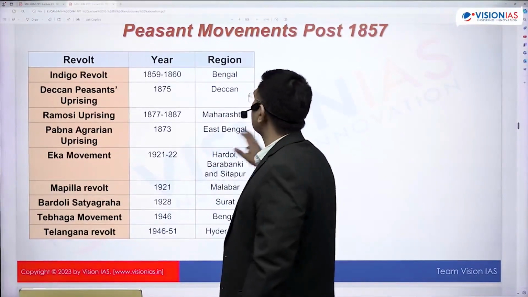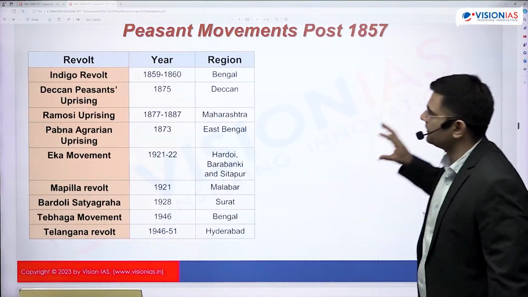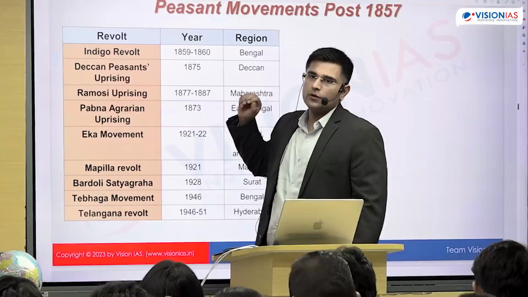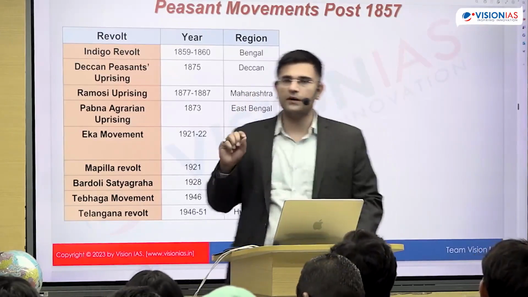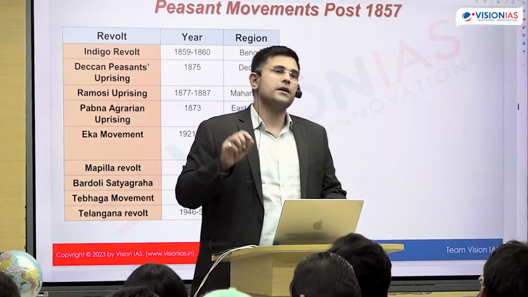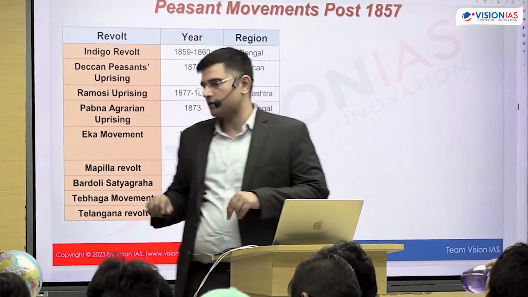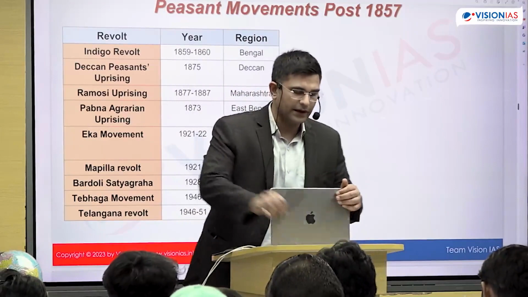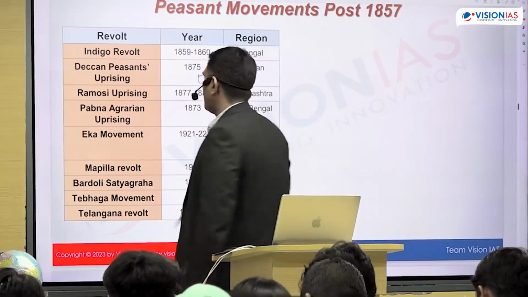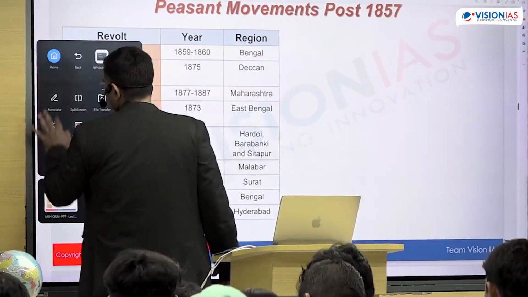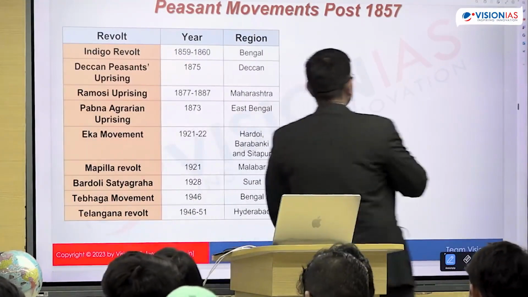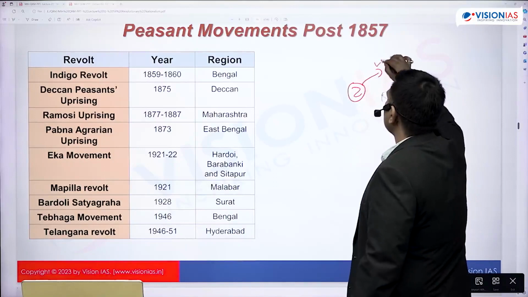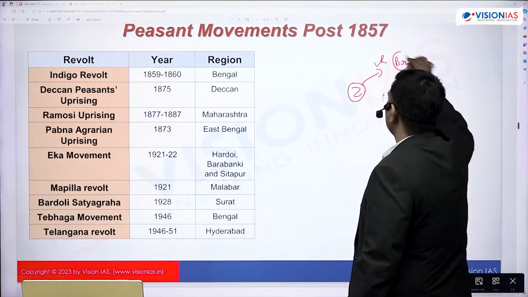If we begin with the peasant movements, this is not like we have organized it in a different manner. For example, the indigo revolt happened because of contract farming. In indigo cultivation, a structure used to get created where the Zamindar would lease out lands to the European planter. Once the Zamindar leases out land, then for the lease period the Zamindar pays land revenue to the British government.